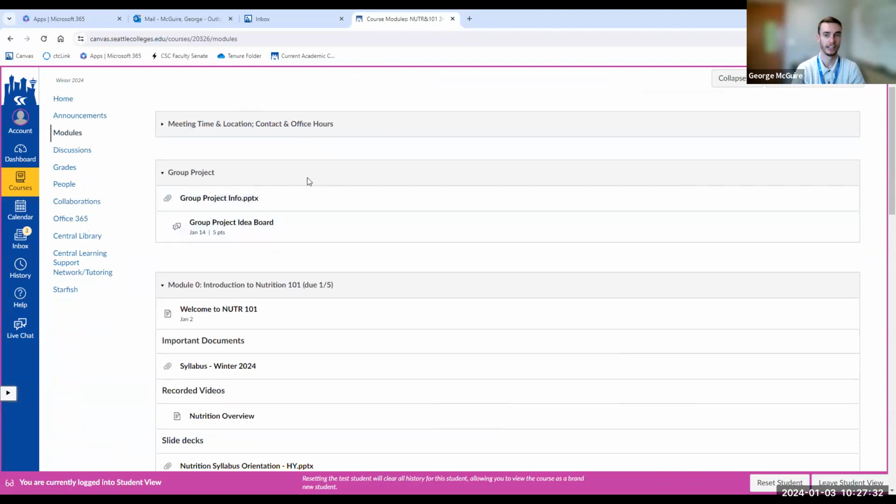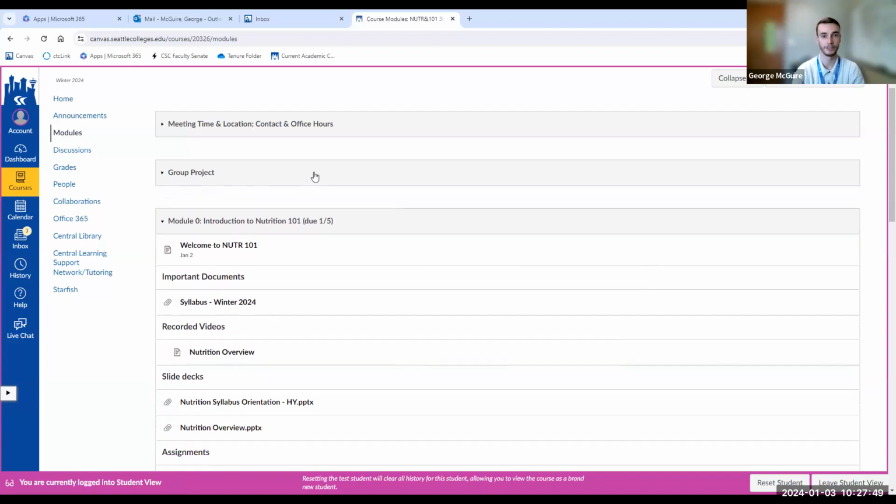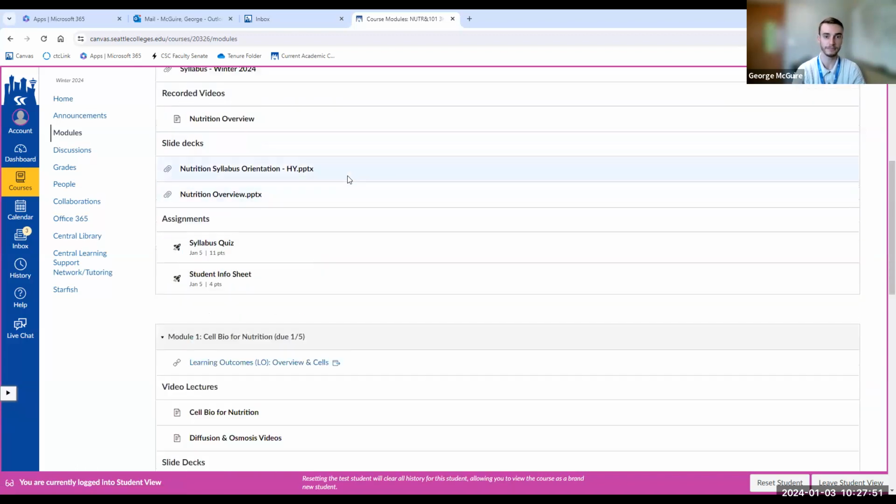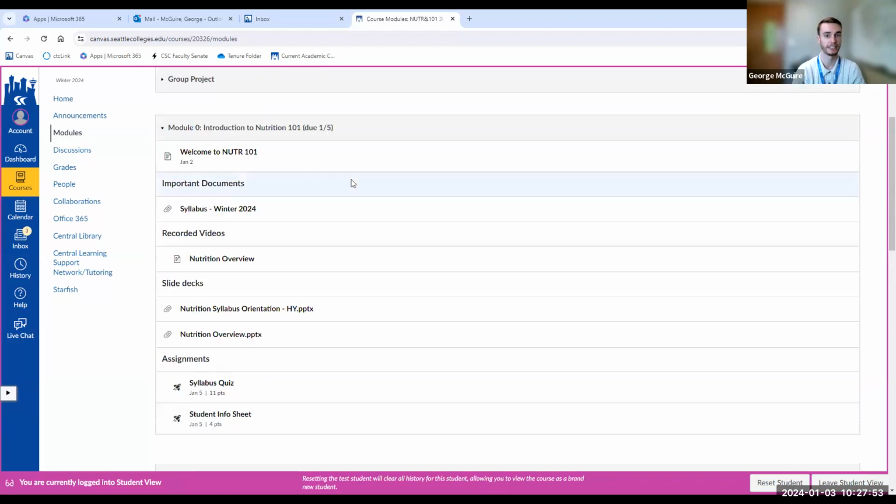Syllabus is here. This group project module will also live at the top of our Canvas page, or the top of this modules page. This will continue to be expanded upon with more and more assignments and information as we move through the group project. Whenever you have the time, please check out the group project info PowerPoint. We will talk about it in class, but I can give you a bit of a heads up there. And then we have our first couple modules for this week.